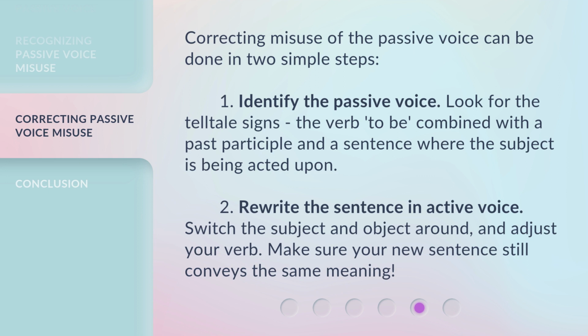2. Rewrite the sentence in active voice. Switch the subject and object around, and adjust your verb. Make sure your new sentence still conveys the same meaning.